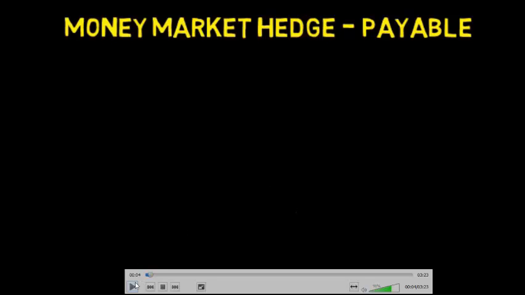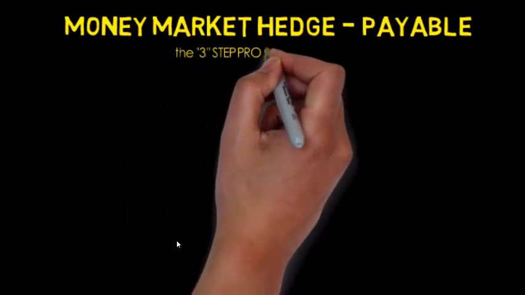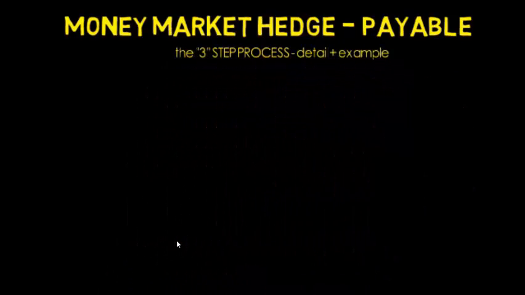In this video, we will be discussing the money market hedge, the three-step process in case of payable. Now, what is money market hedge? It is the process of hedging the foreign exchange risk, that is, the foreign currency risk. Now, what happens whenever there is foreign currency payable?